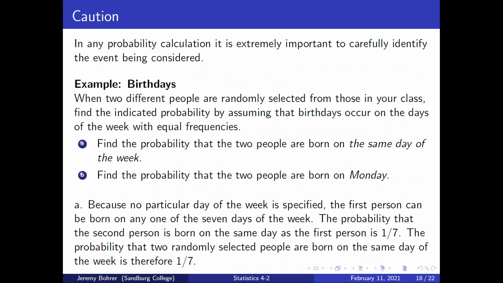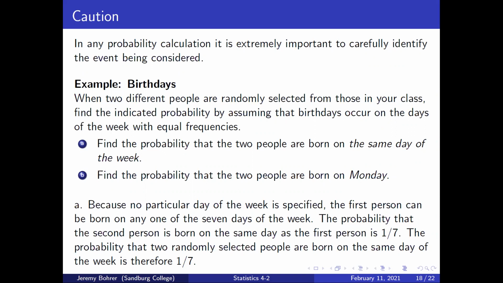Caution. In any probability calculation, it is extremely important to carefully identify the event being considered. When 2 different people are randomly selected from those in your class, find the indicated probability by assuming that birthdays occur on the days of the week with equal frequencies. First, find the probability that 2 people are born on the same day of the week, and then find the probability that the 2 people are born on Monday.